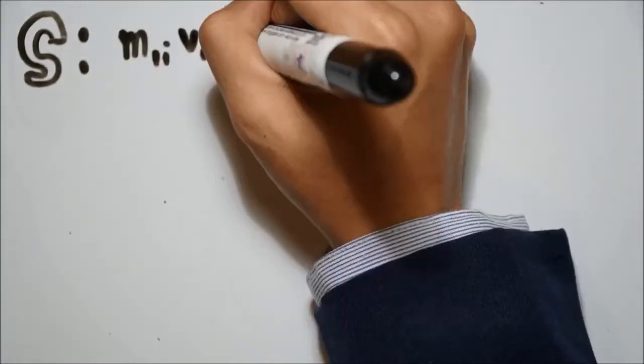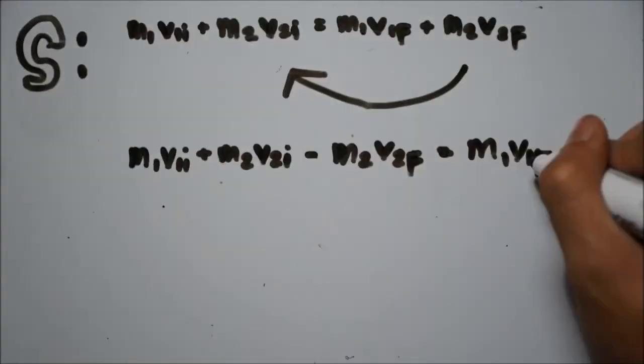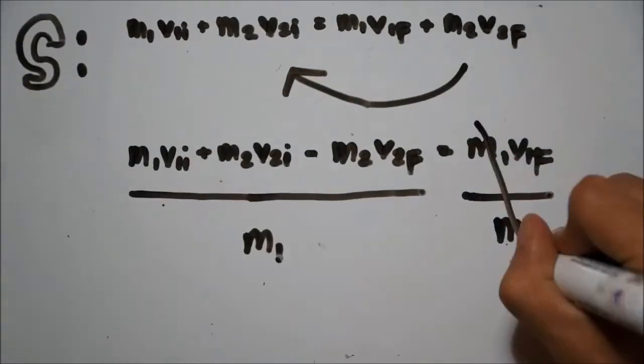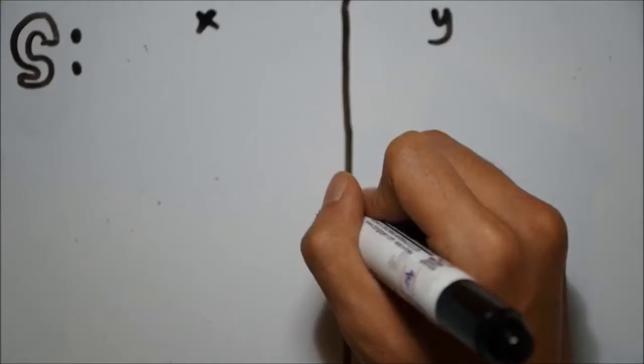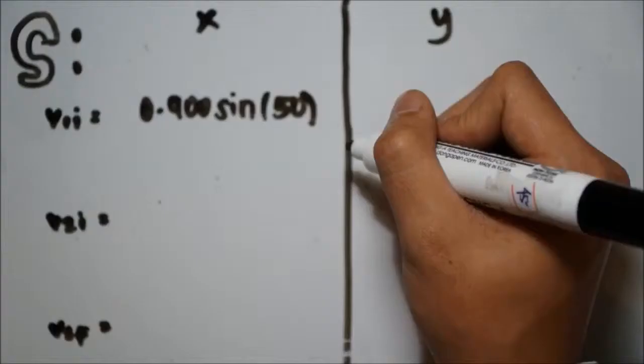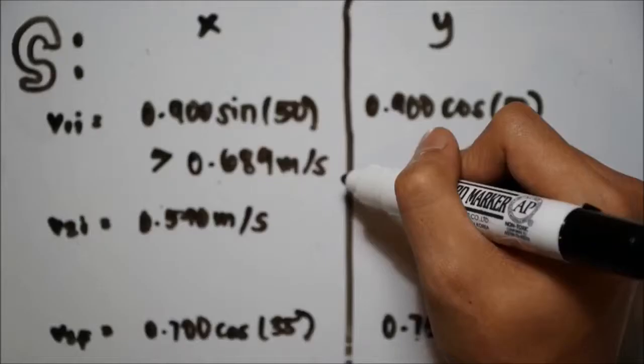Once we have that down, we write down our elastic formula. And from there, we just do algebra to cancel M1 and single out V1F. Once you've done that, we will now form our x and y components using sine and cosine. With this, we will get our respective i hats and j hats.